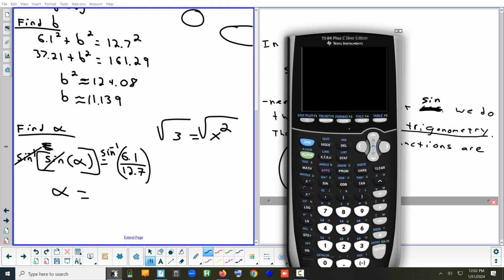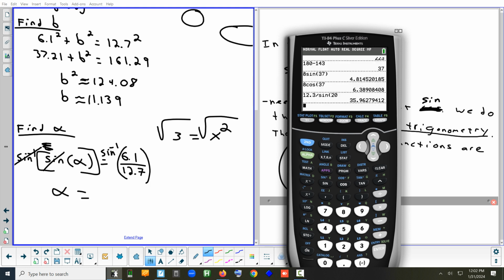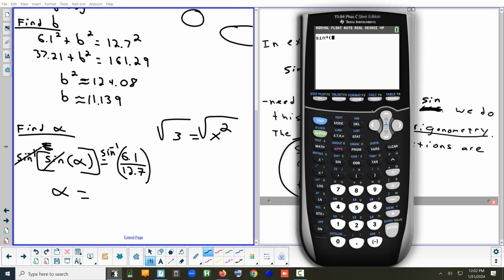And anybody know how you type in inverse sine on the calculator? Second sine. Yep. Press second. Press sine.